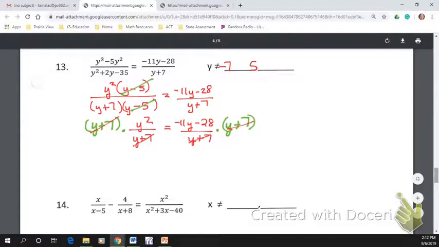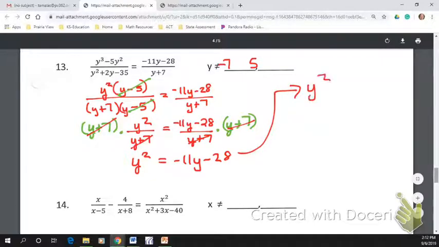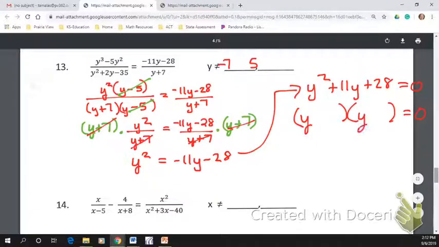Oh, because it was the same. Yeah. So now I'm left with a y squared on this side, negative 11y minus 28 on this side. So if I take that to the other side, I'd have a plus 11y and a plus 28 equals 0. Are you going to have to use the quadratic formula now? Well, I don't know. Is there anything that will multiply to give us 28 and add to give us 11? No, 7 and 4.